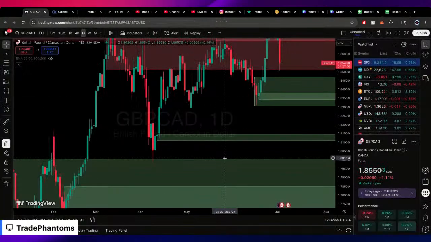Okay, so a spread is the difference between the bid and the ask price. The bid is the best price at which buyers are willing to buy. The ask is the best price at which sellers are willing to sell. And the spread is the difference between those two prices.